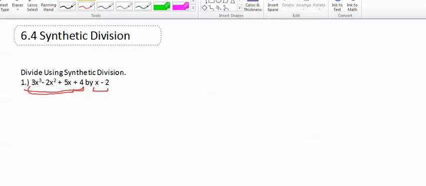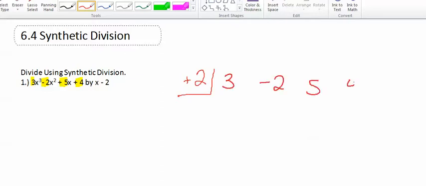Instead of setting up a long division format, I am going to take this -2 and do the opposite, so that is going to be a +2. And I'm going to put it in the little corner right here. Then I'm going to look at all the coefficients of the other polynomial, so 3, -2, 5, and 4, and write them going across right next to the +2. So 3, -2, 5, and 4.